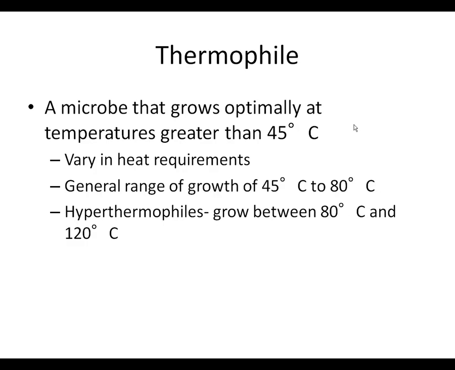Thermophiles, these are going to be microbes that grow optimally at temperatures that are greater than 45 degrees centigrade. They're going to vary in heat requirements. Some of them are going to be extreme, and they grow between 80 and 120. Some of them have a very general range that's going to be between 45 degrees centigrade and 80 degrees centigrade. So we're going to actually use one that grows best at about 55 degrees centigrade when we start talking about the temperature ranges of bacteria in lab. I think that's actually lab number 12 that we're going to be looking at. So if it's not, it's right close after that.